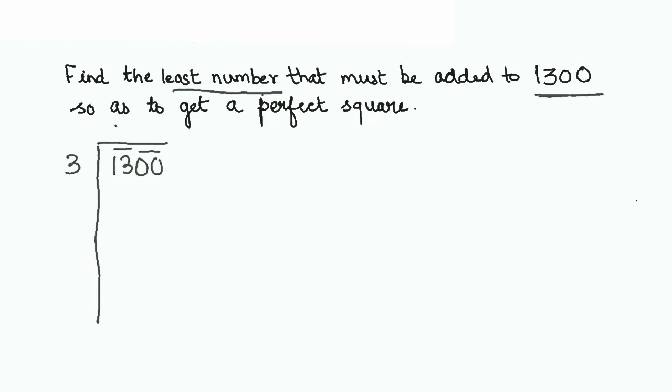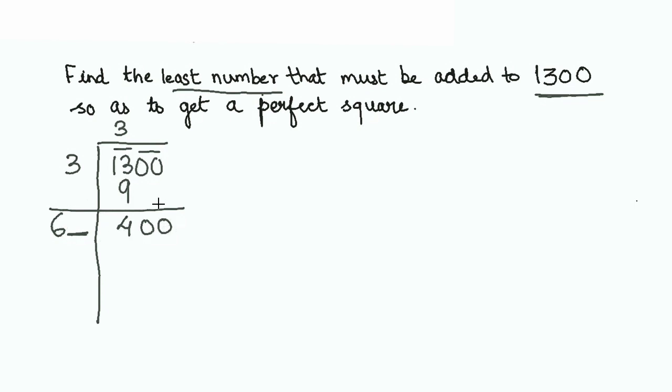So we'll write 3 here and over here. And 3 times 3 is 9. Now 13 minus 9 will give you 4. And we will copy the next period over here. So now our dividend is 400. And the next new divisor will be 3 plus 3, that is 6. You have to double the old divisor.